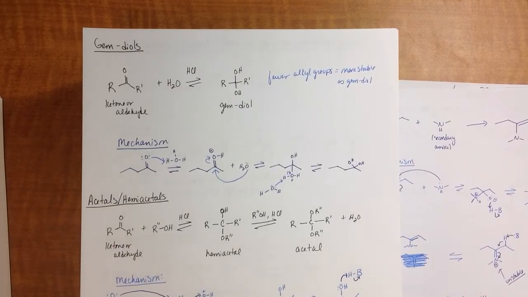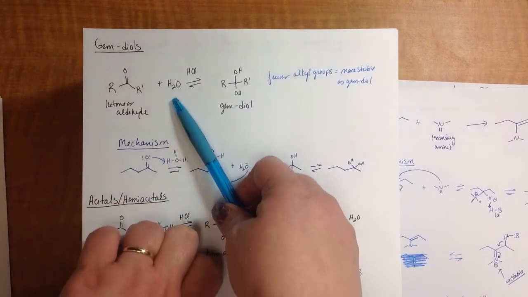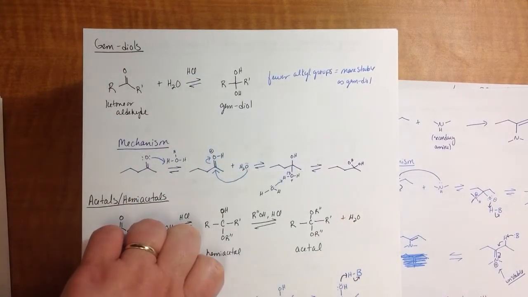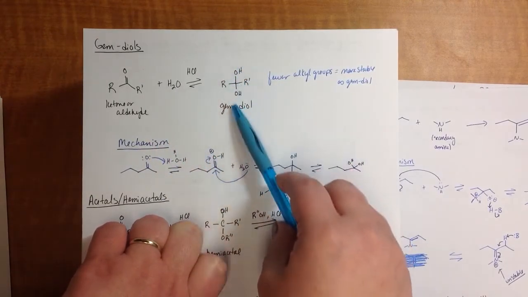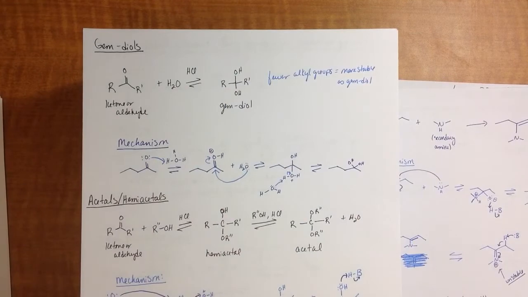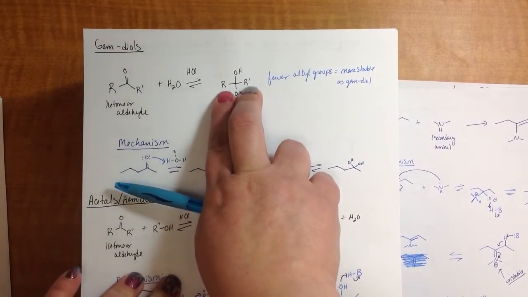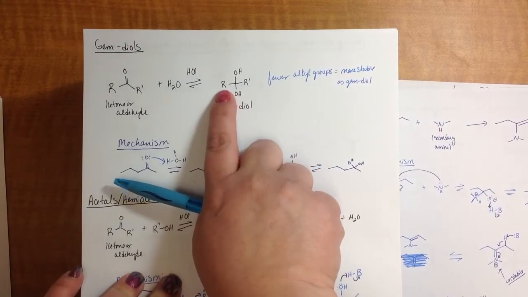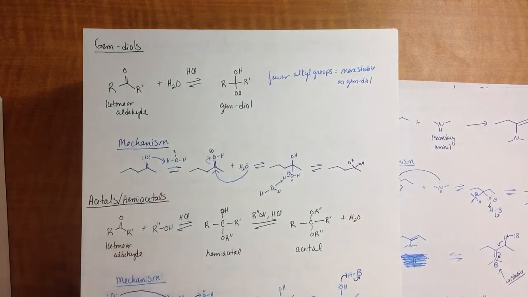Okay, this is a little bit different here, but really sort of the same type of thing. We can make what's known as a gem diol or a geminal diol. That starts with the ketone or aldehyde by adding water in the presence of HCl. You can end up with two OHs on the same carbon. If you have a ketone that you're starting with, then the R groups will be there. If you have an aldehyde that you're starting with, you end up with one R group and the other one ends up being a hydrogen. And here's the mechanism.